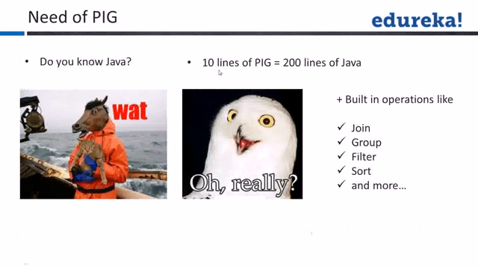The reason I wanted to have Java in this course is that unless and until you do that part, you will never understand the fundamentals of map and reduce. Internally Pig also uses map and reduce. Whatever you write here will be converted into an MR job and it will be run. And there are built-in operations like join, group, filter, very SQL-like operations. That is where Pig scores over MapReduce programming in Java.